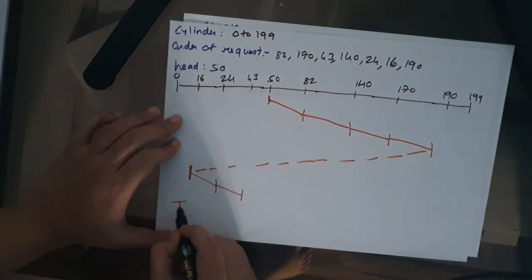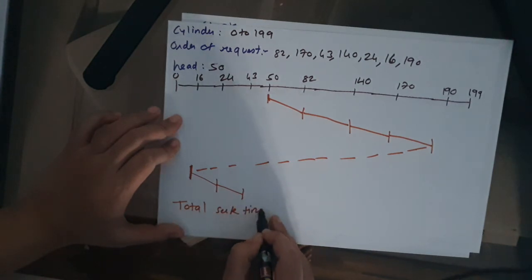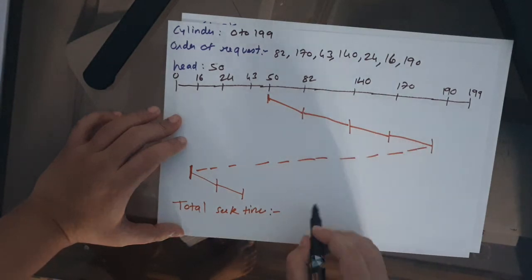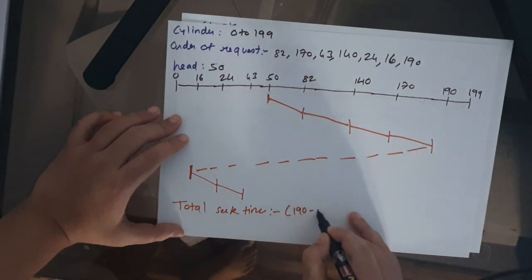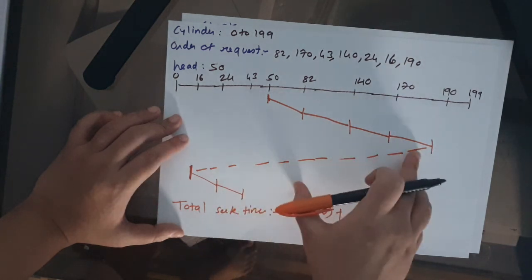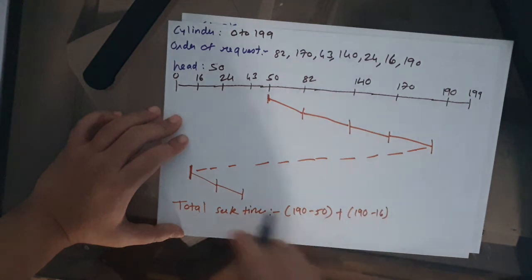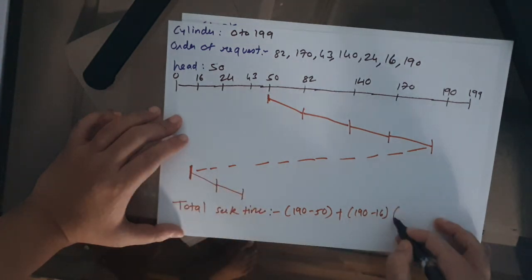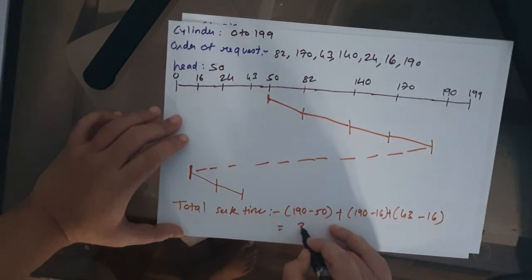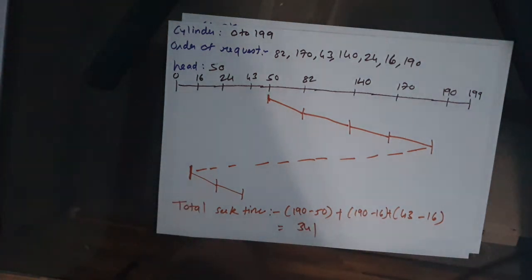Now this is the total seek time, which is nothing but from 50 to 190, which is 190 minus 50, plus this time also needs to be counted. So that is 190 to 16, so 190 minus 16, and then from 16 to 43, which is 43 minus 16, which is nothing but 341. That's it for your C-look and disk scheduling algorithms.